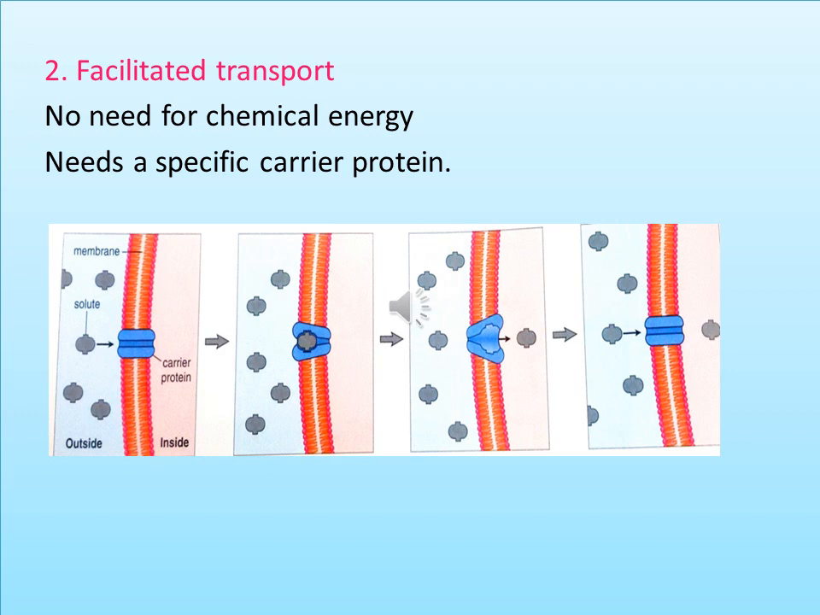The second form of passive transport is facilitated transport. In this method, molecules such as glucose and amino acids pass across the plasma membrane. There is no need for chemical energy, but a need for a specific carrier protein. During facilitated transport, a carrier protein speeds the rate at which the solute crosses the plasma membrane toward a lower concentration. The carrier protein undergoes a change in shape as it moves a solute across the membrane.